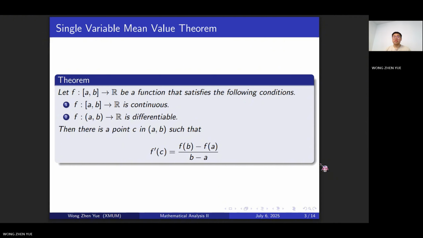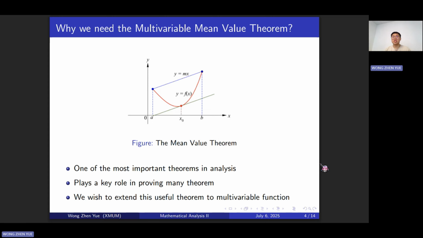But we don't know what this equation means. So with a picture, we can easily see that the mean value theorem just means the slope between the two endpoints must equal the slope of the tangent line at some point c inside the interval (a, b).